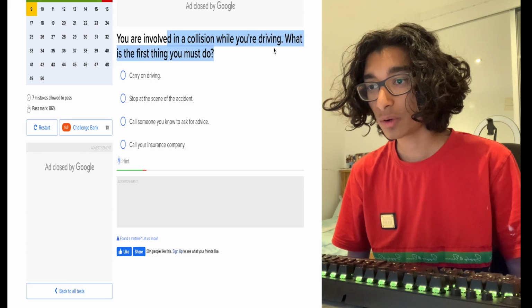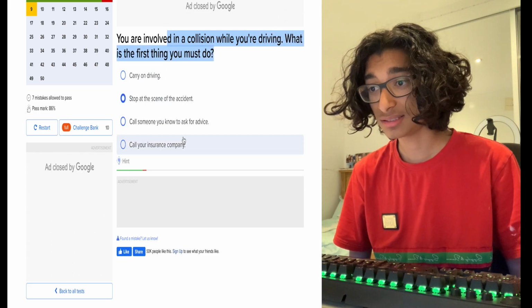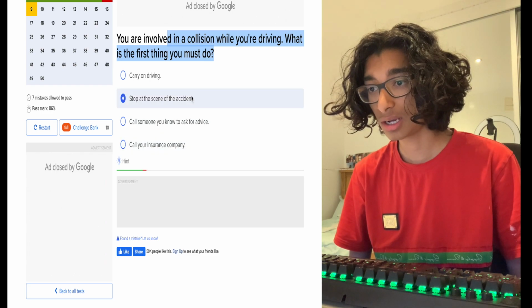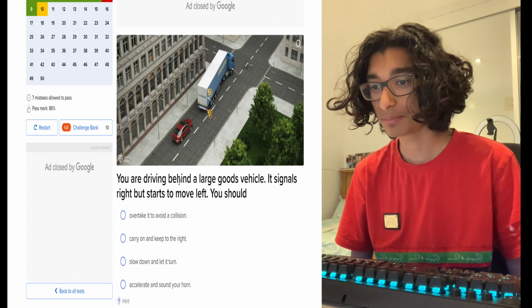You're involved in a collision while you're driving. What's the first thing you must do? Carry on driving? No. Stop at the scene of the accident? Yes. Call someone you know? No. Stop at the scene of the accident. You have to do that.